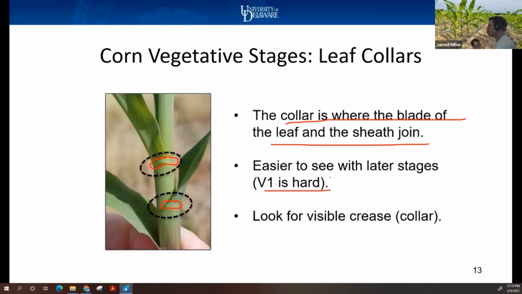V1 comes on really fast and it moves into V2 pretty quickly sometimes. It's easy to miss, so you've got to look for that visible crease. It's what I call that, just this little white spot.